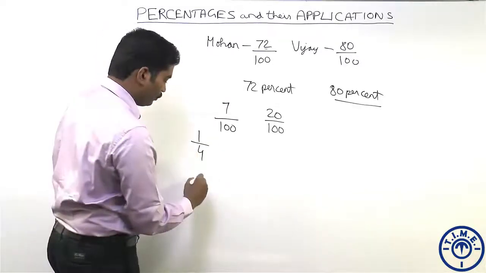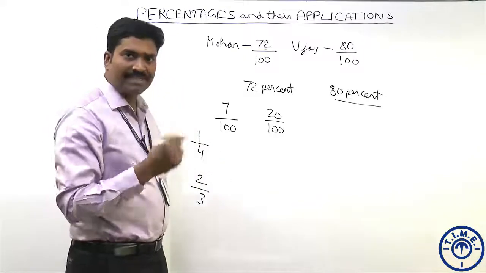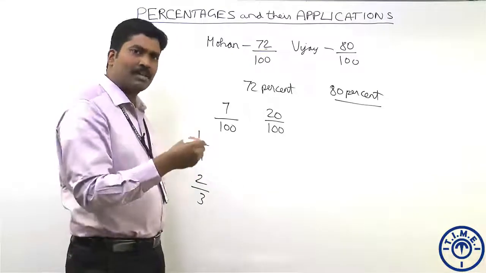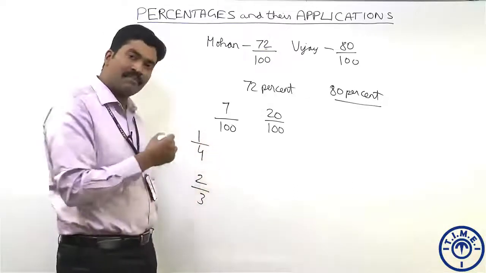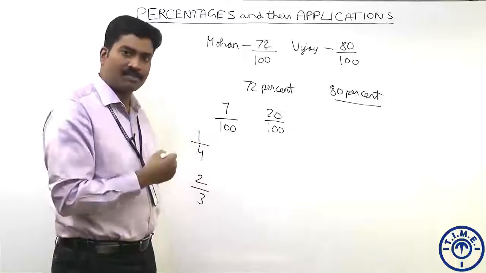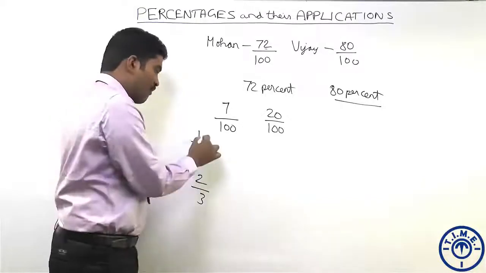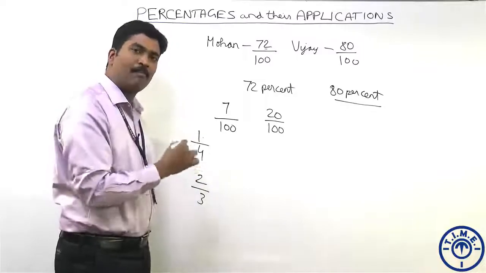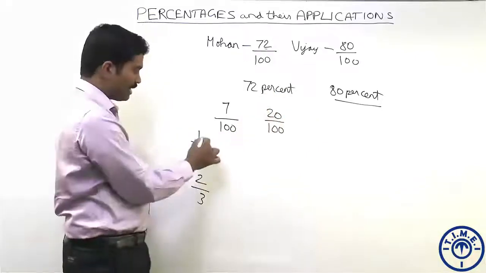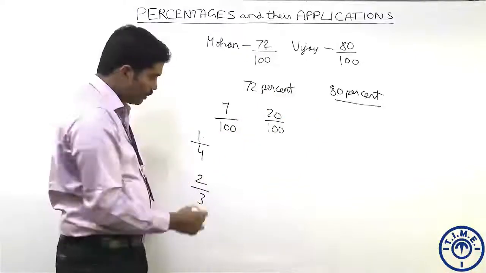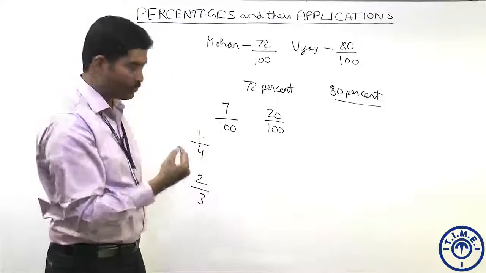Let's say 1 by 4. Let's say we have 2 by 3. 1 by 4 is also a fraction. Just like I said, every fraction can also be expressed as a percentage and vice versa. 1 by 4 is a fraction. How do we change it to percentage? This can be read as 1 by 4 or 1 out of 4 or 1 per 4. But percentage is about percent, but here I have only per 4. So I have to change the denominator to 100, then automatically I'll get the percentage value, right?